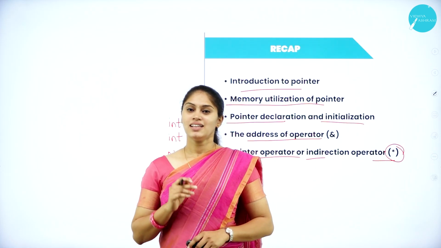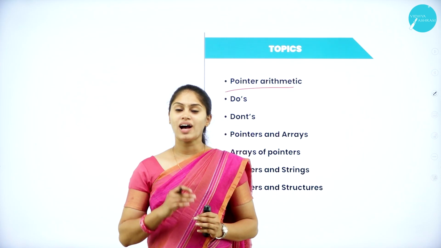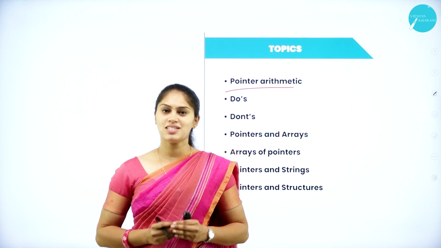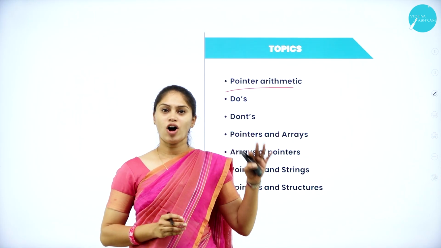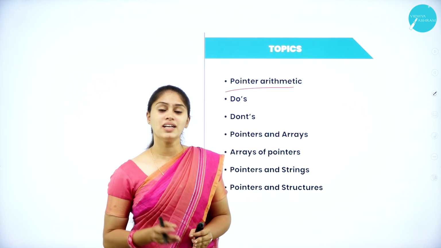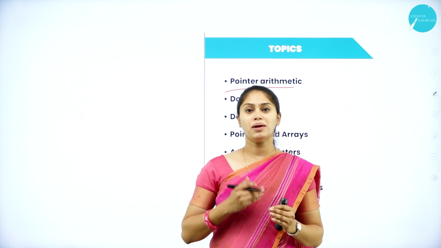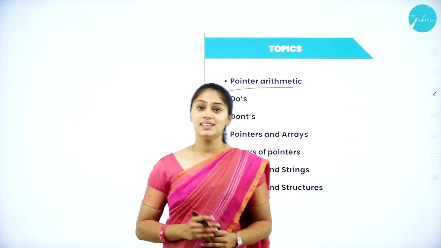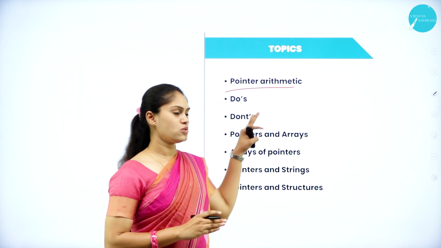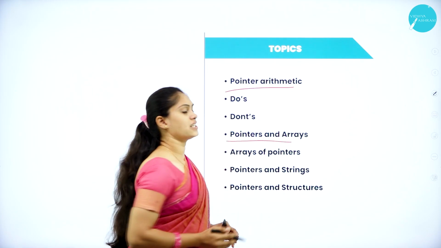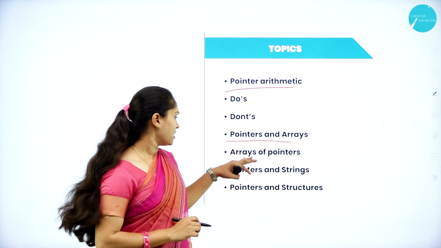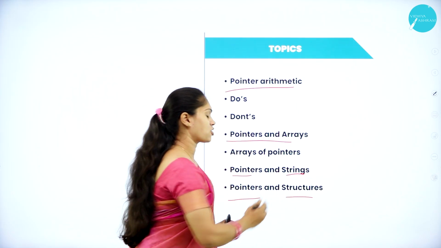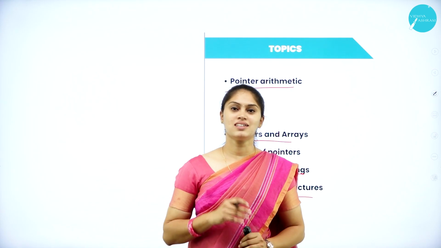So these are the things that I have discussed in the previous session. Now I am going to discuss pointer arithmetic. What are the arithmetic operations that I can perform on the pointer? After that, do's and don'ts. What are the operations which can be performed on the pointer and what are the operations which cannot be performed on the pointer? Those are the do's and don'ts. After that, I am going to discuss the relationship between pointers and arrays, then array of pointers, after that pointers and strings, then pointers and structures. So these are today's session topics.